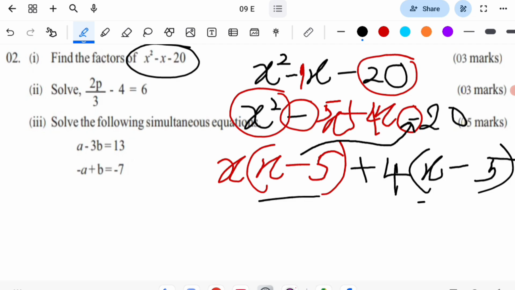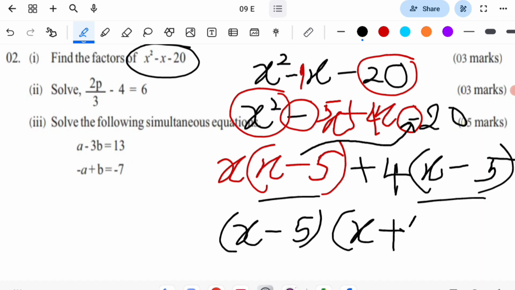Now there is a common factor, a common bracket. We can get the common bracket x minus 5. Next, we have to write x plus 4.